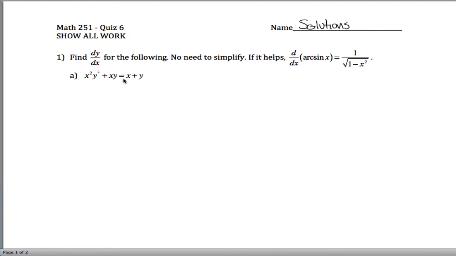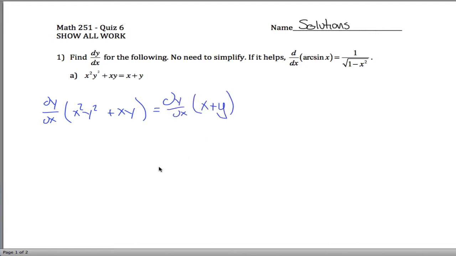Take the derivative of both sides of this equation. If this equals this, the derivative of x squared y squared plus xy must equal the derivative of x plus y. And what's kind of nice, whenever you have derivatives of sums, you just break them up and find each of the individual derivatives, and your answer is the sum of those things.